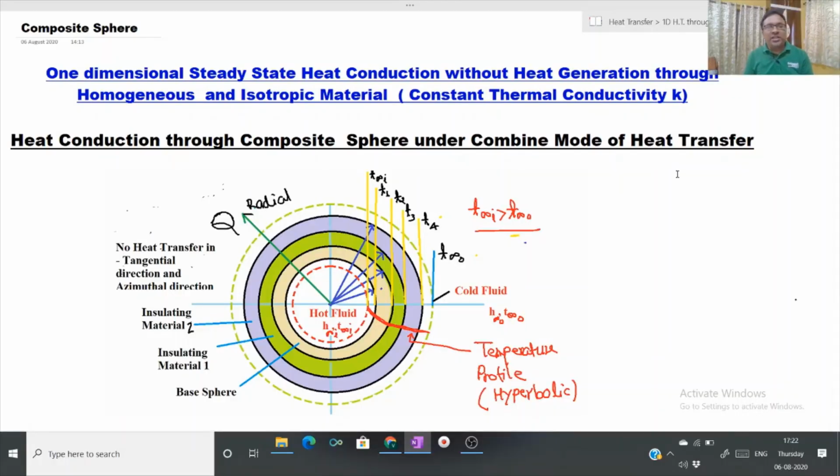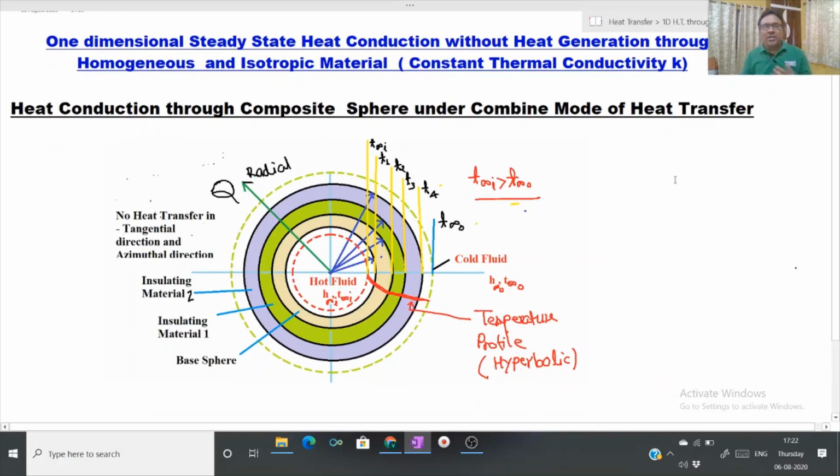One-dimensional steady-state heat conduction without heat generation through homogeneous and isotropic material having constant thermal conductivity K with reference to temperature. Under this heading, let us discuss heat conduction through composite sphere under combined mode of heat transfer. That is, heat is being transferred both by conduction and convection as well.